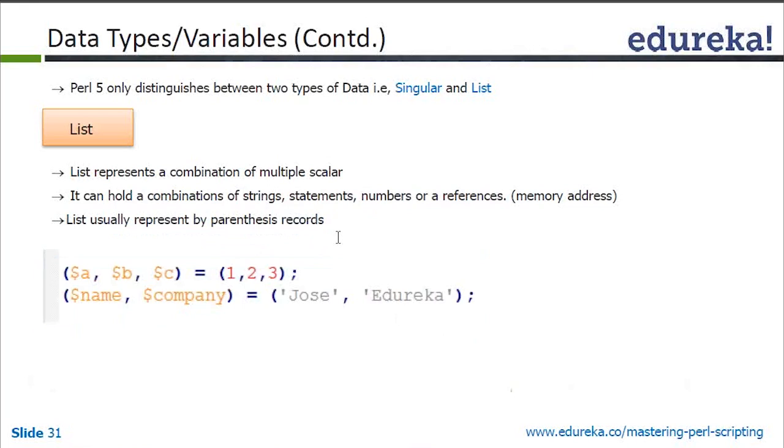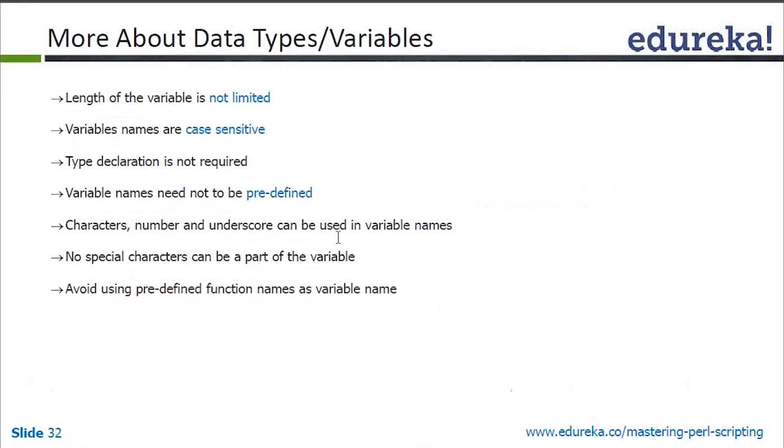More about data types. The length of the variable is not limited. Variable names are case sensitive, and type declaration is not required. Variable names need not be predefined, and characters and underscores can be used. These are more about variable types and names. You can go through this, and obviously any programming language will have this convention, how to define a variable, whether it is case sensitive or not, and what special characters are needed.